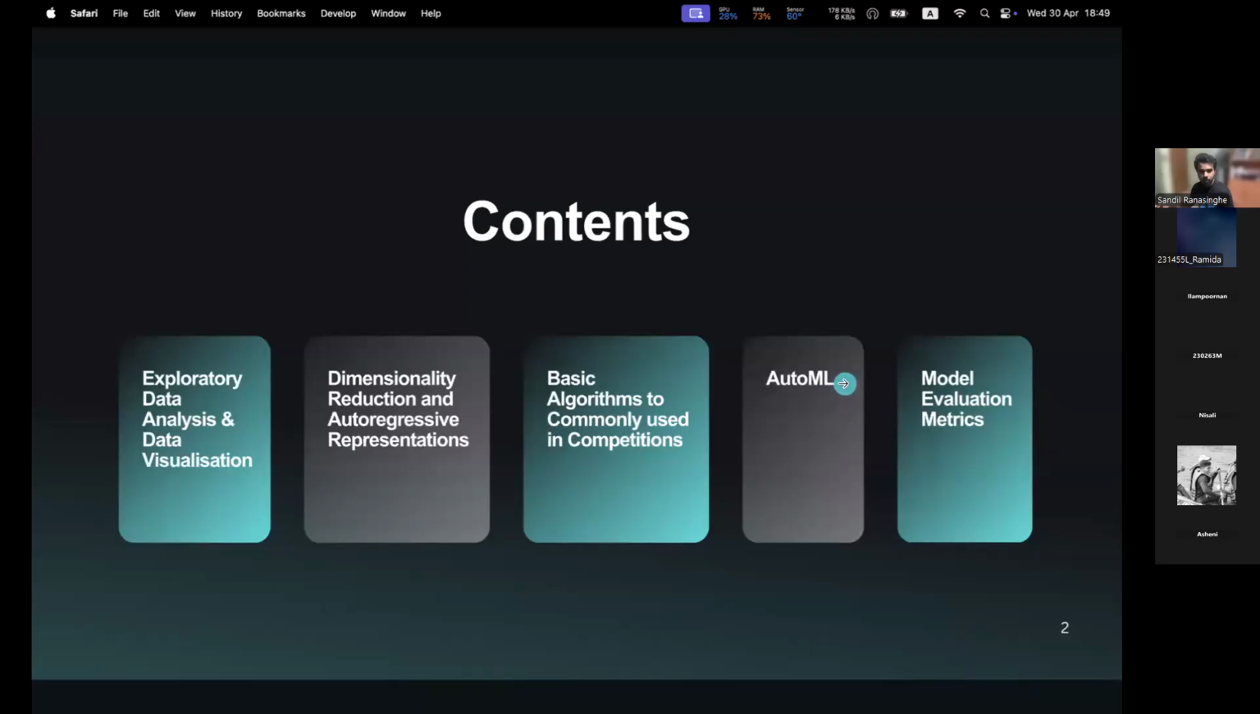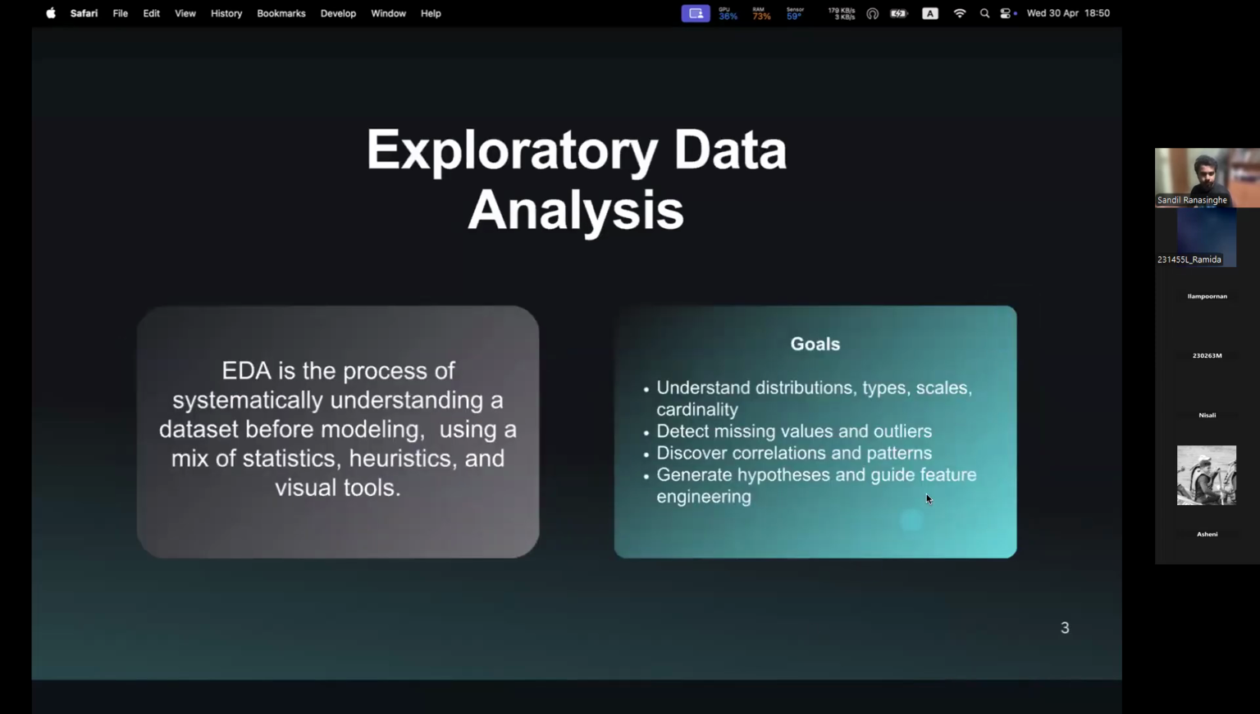Analysis and how it can be helpful for our purposes. And finally, we'll take a brief look at model evaluation metrics, and I will also note some things that you should look at when it comes to competitions or business use cases. So yeah, let's get started.